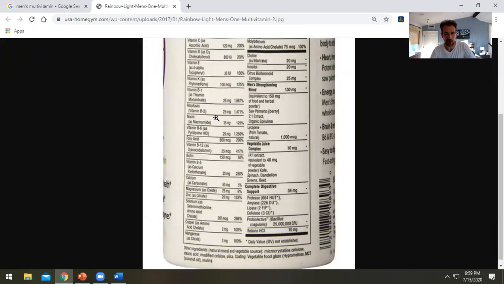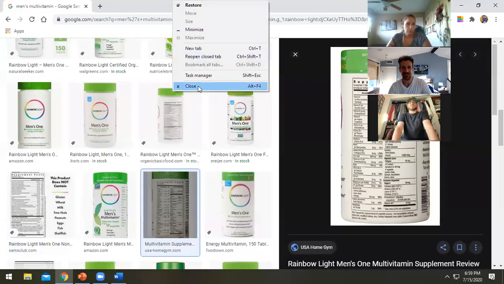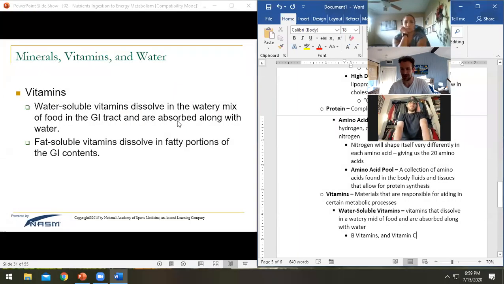If you look at riboflavin, it has 25 milligrams in it, and that is 1,471% of the recommended daily intake. 1,400%. That is a lot. And we know that too much of certain vitamins can actually make us sick. They can halt certain physiologic processes. They can be dangerous. So why are we allowed to take 1,400%?